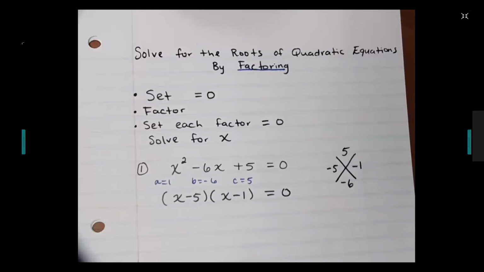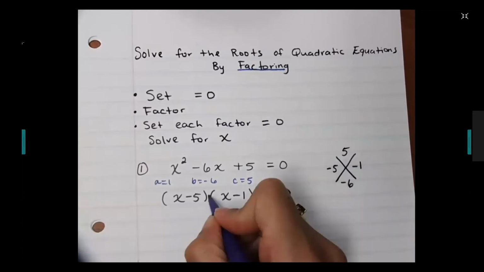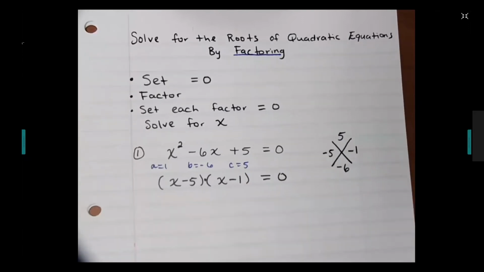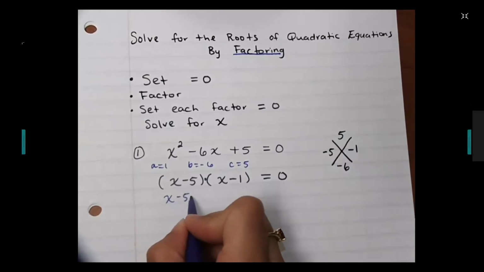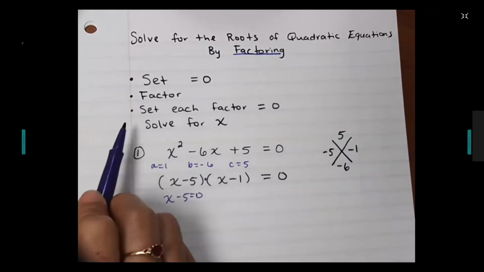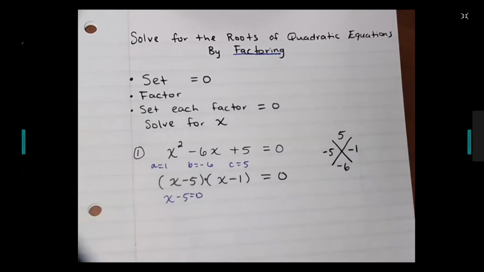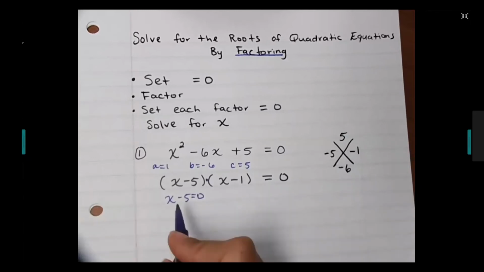Now to finish finding the roots, we apply what we call the zero product property, which means that when you multiply two things, as long as one of them is 0, the whole thing drops to 0. This is why you're able to solve the quadratic equation by factoring. So you're going to take the x minus 5, set it equal to 0, and solve for x. We're going to add 5 on both sides to get x by itself.